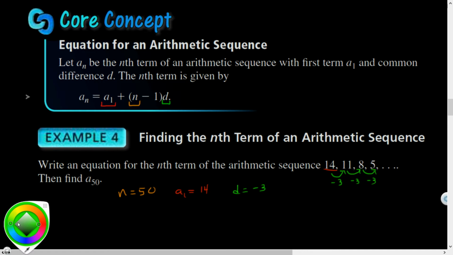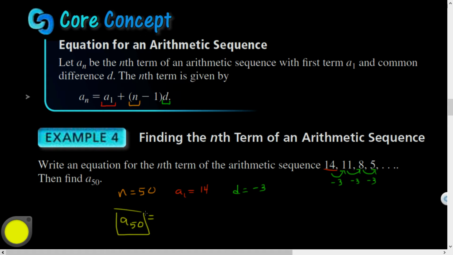So if I want to find a sub 50, a sub 50 is going to equal, now this doesn't mean 50 times a. This is like the name of a single term, okay? So at no point am I going to try to divide both sides by 50. This is my variable name. So a sub 50 is going to equal a sub 1, so that's 14, plus n minus 1, so 50 minus 1 times d, which is negative 3.